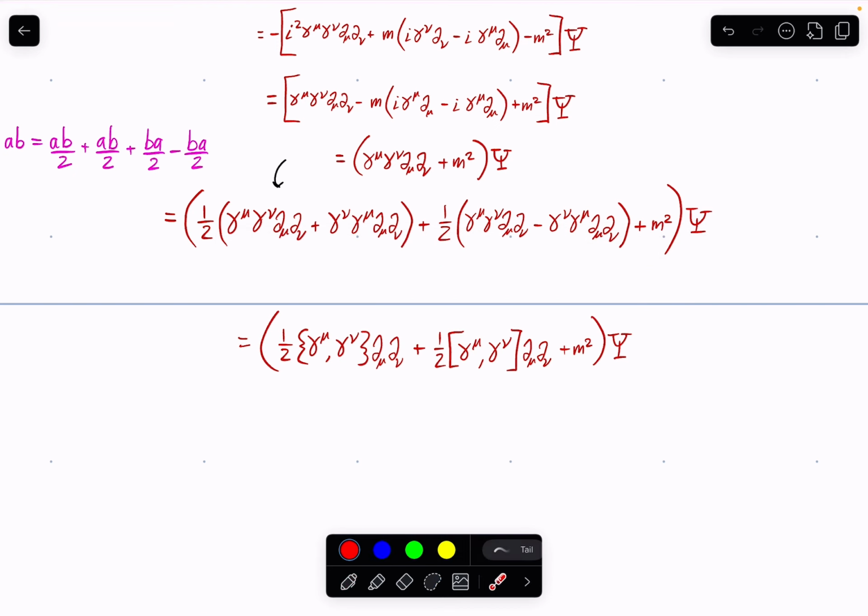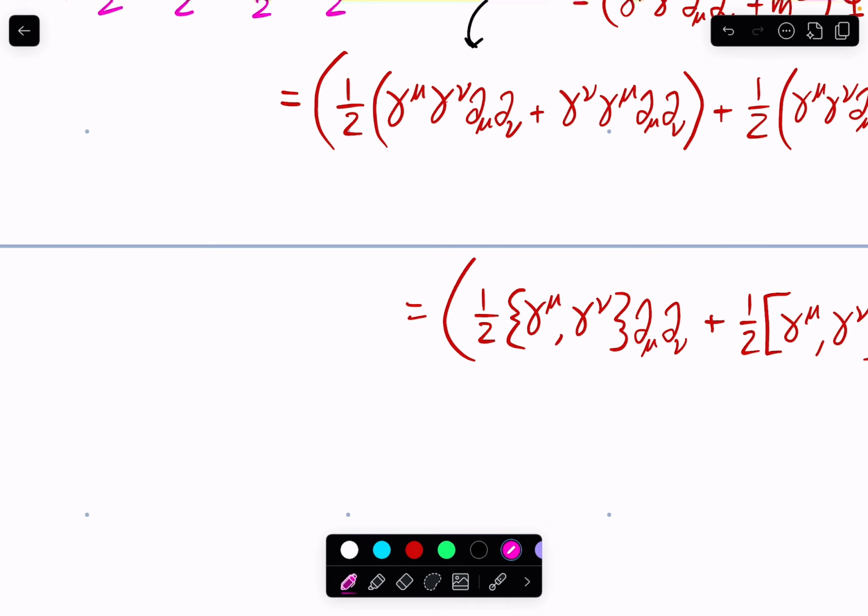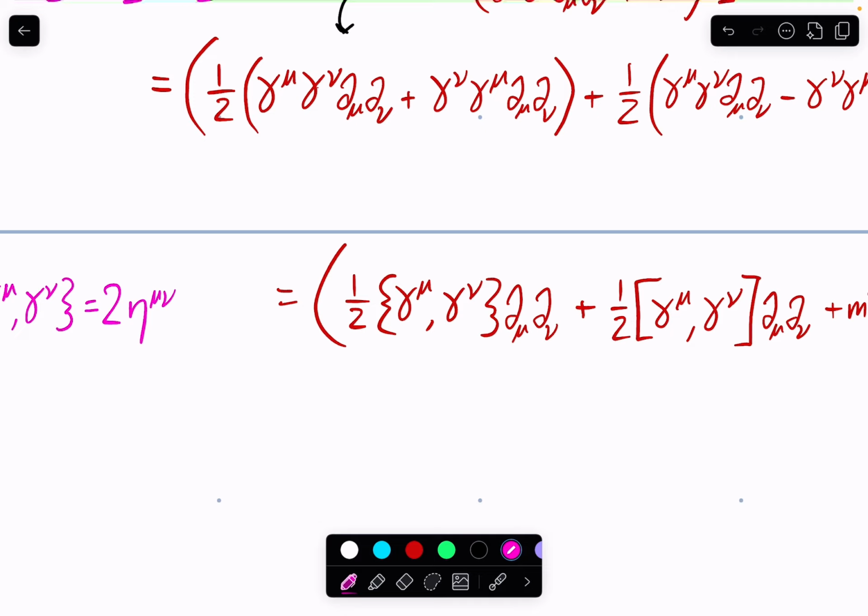Well, we know that for Clifford algebras, the anti-commutator here is going to be 0, and this by definition gives you the Clifford algebra relationship that was given in one of the last videos. It was gamma mu gamma nu is equal to 2 eta mu nu, which means that this thing, because it's divided by 2, is just equal to eta mu nu. And then this is actually 0.